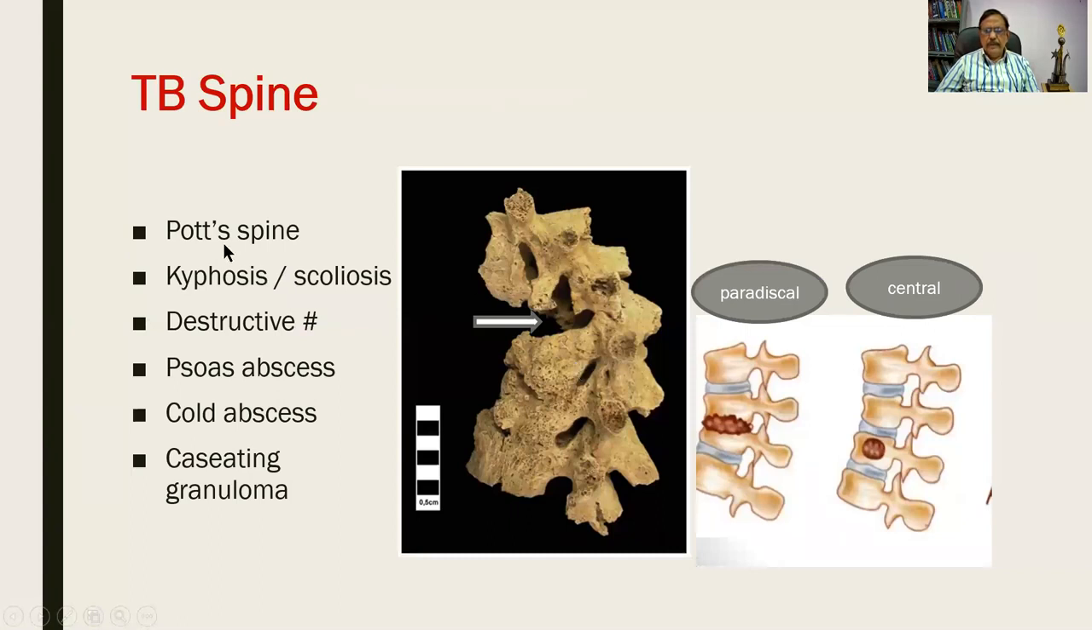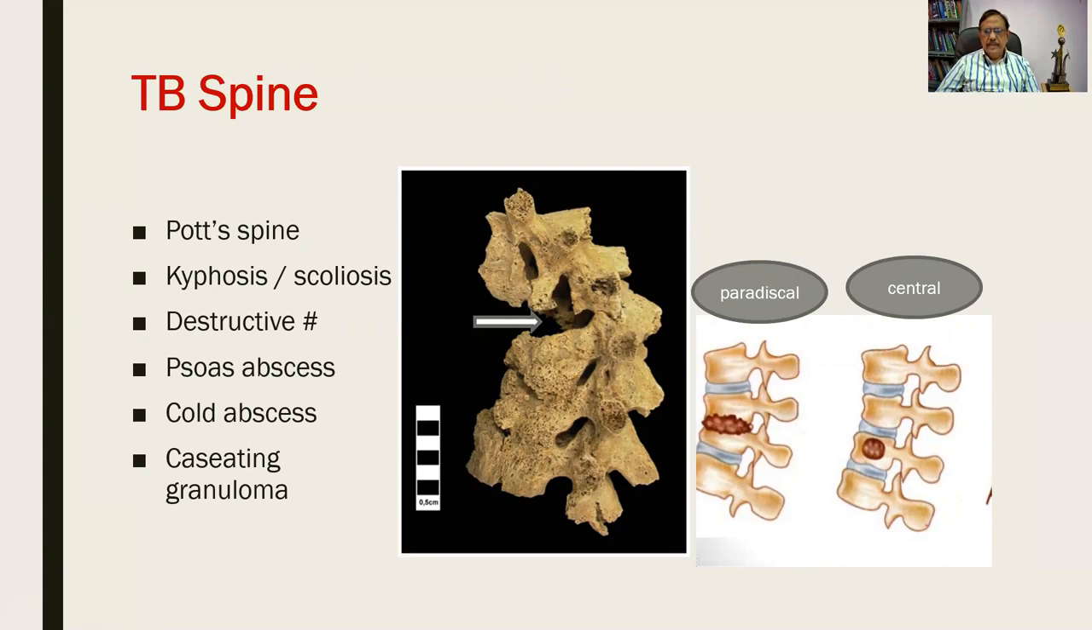The Pott's spine is one lesion that we should remember, Percivall Pott. And this can be asked as a question for you in orthopedics. The patient will end up with either kyphosis or scoliosis. There may be a destructive fracture as well as an abscess that is formed. I'll be showing you a picture of it later.